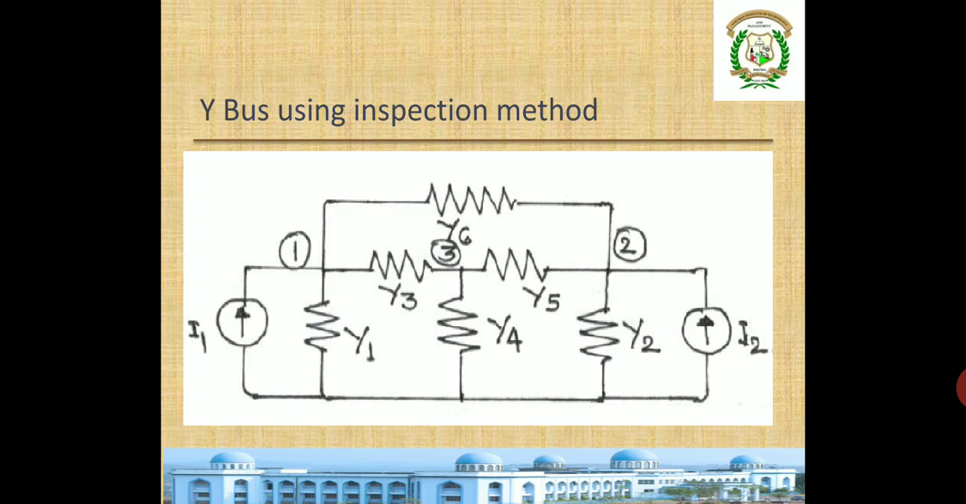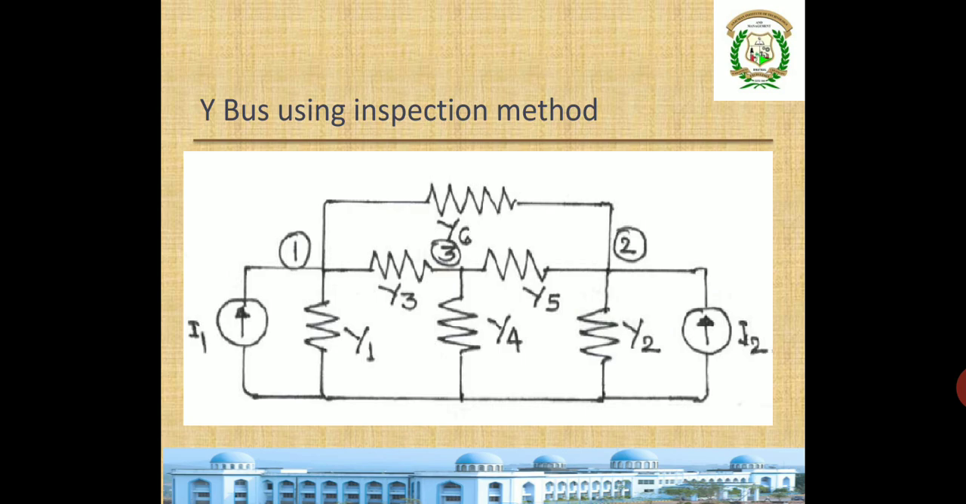See this figure perfectly, where we are having three nodes that we have shown with the circled ones, 1, 2, 3, and there are 6 admittances connected, and one bus is taken as the reference bus, that is the 0th bus. Y1, Y4, Y2, I2 and I1 are connected, and the bottom one we can consider as a reference bus.